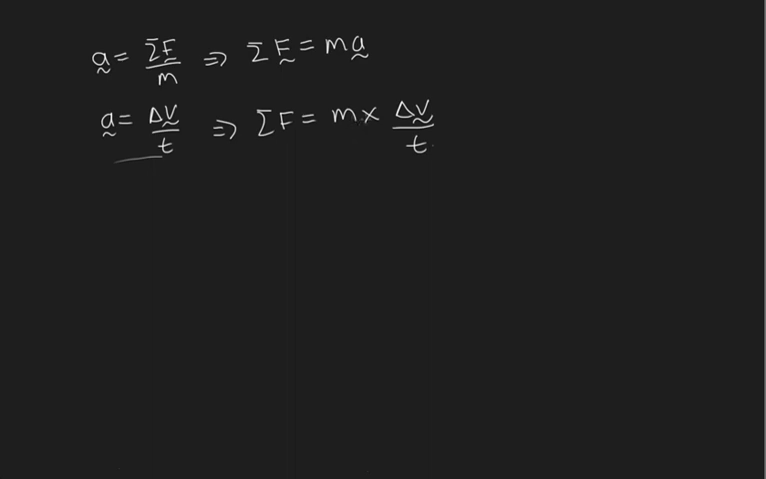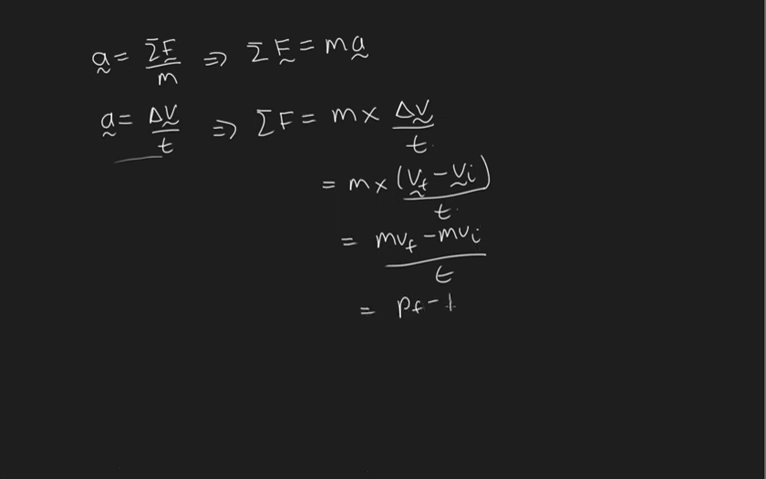Now the mass times the change in velocity. We can write that change in velocity as the final velocity minus the initial velocity. That's just what the change in velocity means. And so we've got mvf minus mvi on t. And this is just the final momentum and this is the initial momentum. So this is equal to the final momentum minus the initial momentum over time. And so the final minus the initial, that's the change in the momentum over the time.